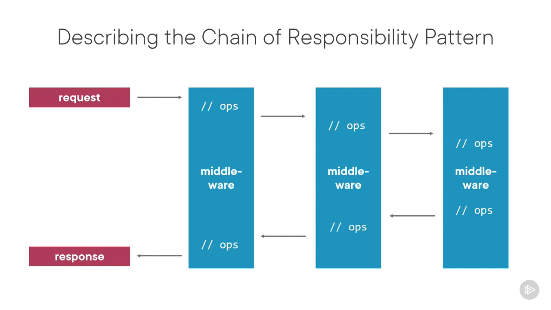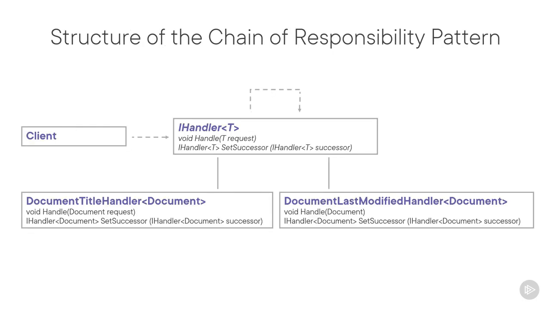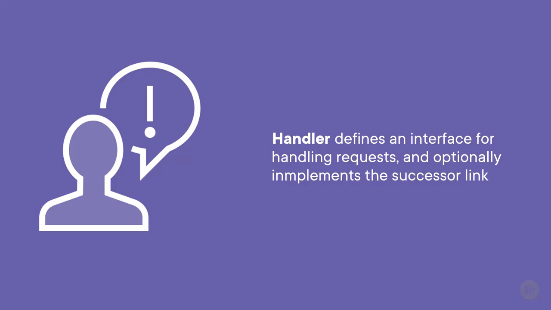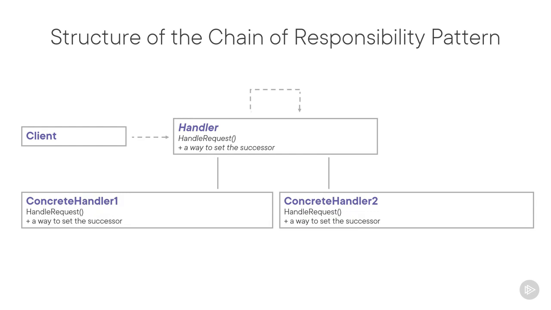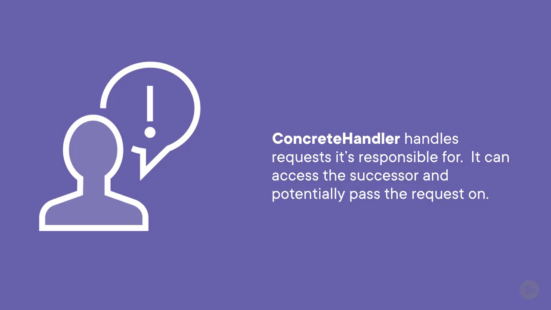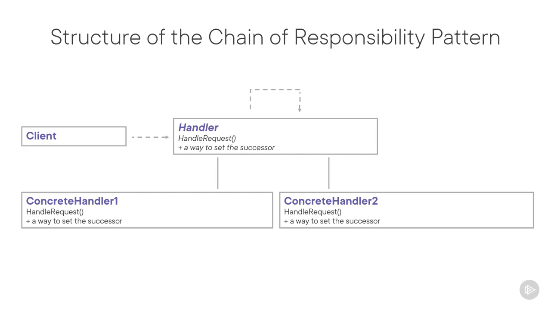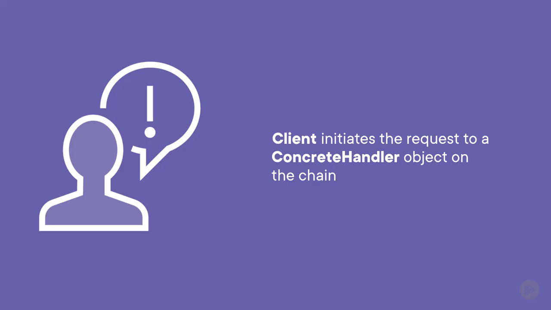Let's map our example to the pattern structure. The first player in our pattern structure is the handler, which maps to our iHandler interface. This defines an interface for handling requests and optionally implements the successor link. Then we've got our concrete implementations, which are named concrete handler. These handle requests. They can access the successor and potentially pass on the request to it. Lastly, we've got the client. The client is responsible for initiating the request to a concrete handler object on the chain. Time for a demo.